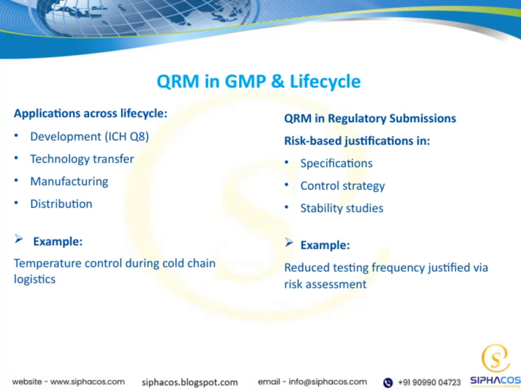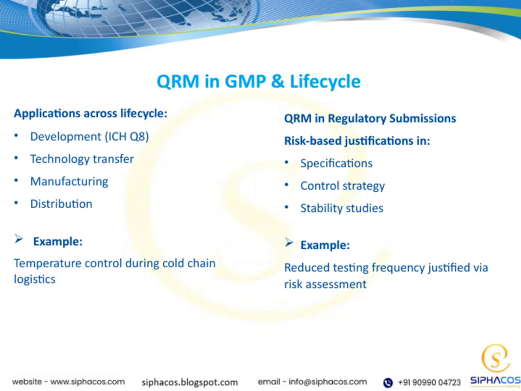Now, let's look at how QRM, or quality risk management, plays a crucial role in regulatory submissions. One of the key aspects is providing risk-based justifications for various elements such as specifications, control strategies, and stability studies. For example, you might justify a reduced testing frequency by conducting a thorough risk assessment, demonstrating that the potential risks are low enough to warrant fewer tests without compromising quality.